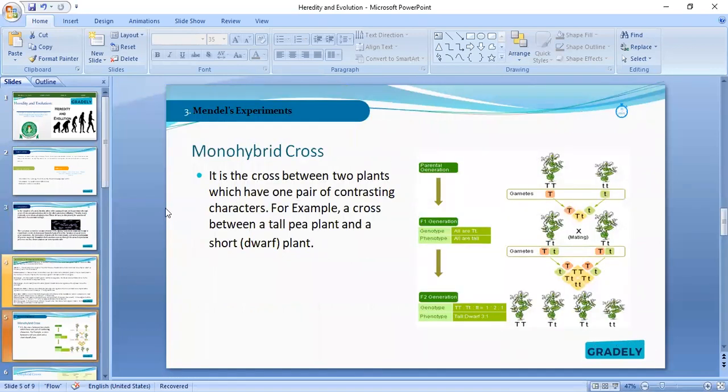Now let's look at Mendel's experiment. Well, I want to explain monohybrid cross.